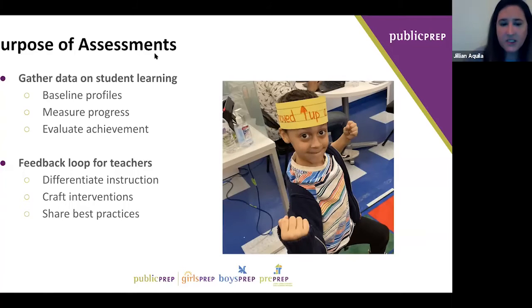Finally, the assessments help teachers make sense of what's working well in their instruction and in their classroom, so they continue to use those same teacher moves and then also share out best practices with other teachers.